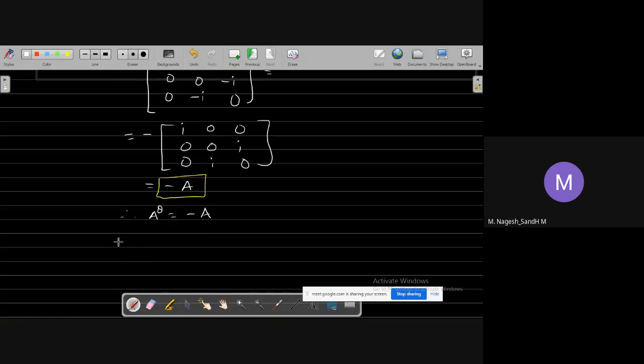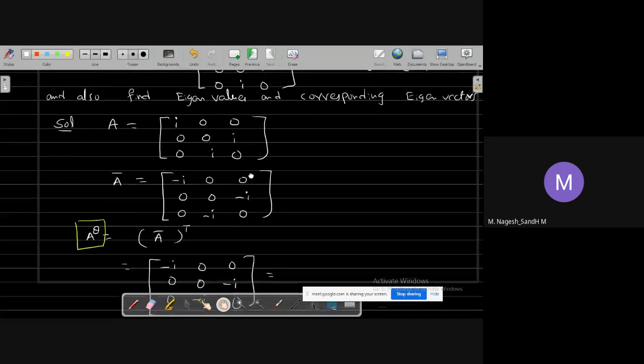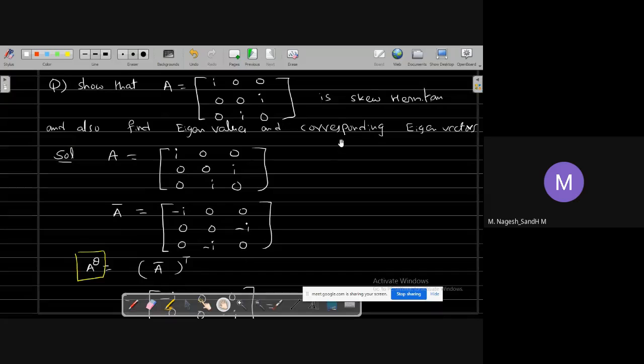Therefore, A is a skew Hermitian matrix. Skew Hermitian matrix. Does anyone have any doubt here? Boys and girls? No, sir. So now, next task, what is it? Finding eigenvalues and corresponding eigenvectors. So that we will do on the next page. Shall I do the next one?